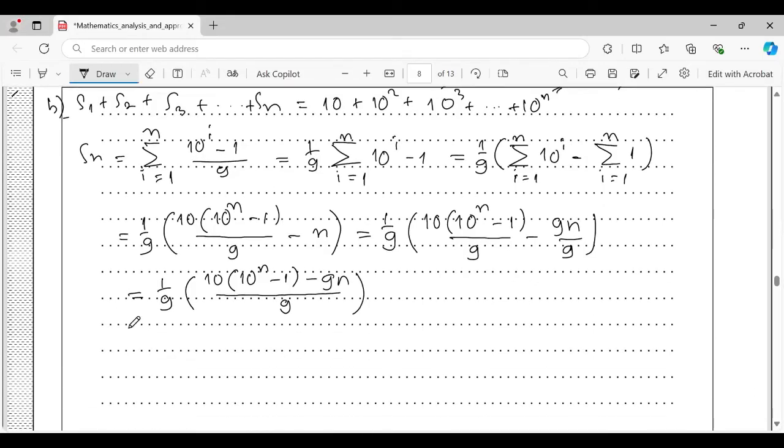I need more space. So 9 multiplied by 9, 9 times 9 becomes 81. So the result is 10 times 10 to the power n minus 1 minus 9n over 81.